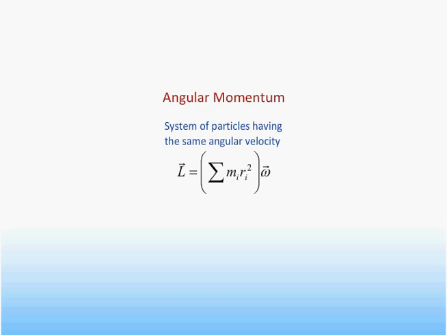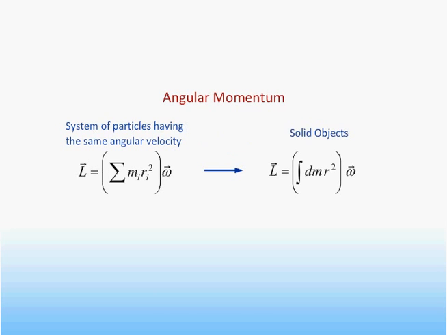We can extend our definition of the angular momentum to macroscopic solid objects by replacing the sum of angular momentum components over discrete particles with an integral over infinitesimal mass elements, as we have done previously in our calculation of the moment of inertia of solid objects. In fact, this integral is exactly the integral that defines the moment of inertia of the object about the axis of rotation. Therefore, we obtain exactly the same equation for the angular momentum of a solid object as we derived for a system of particles, namely L is equal to I omega.